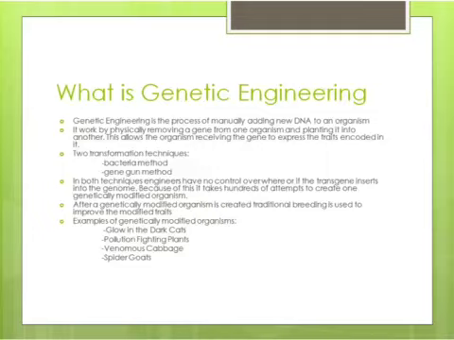The second method is the gene gun method, where scientists attach the trait that they want to be expressed in the organism to microscopic gold particles and then insert that into the cells of the organism they want to change. This then changes the cells and expresses the trait in the organism.